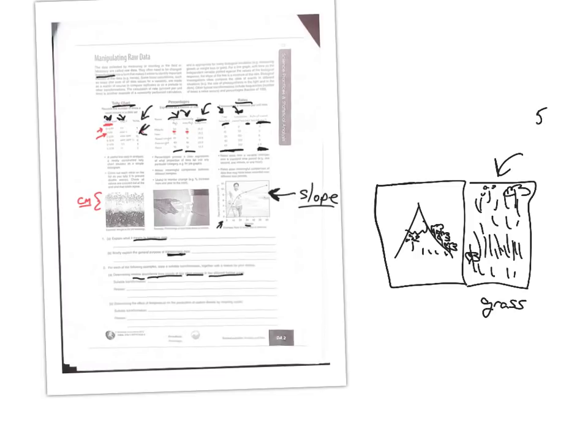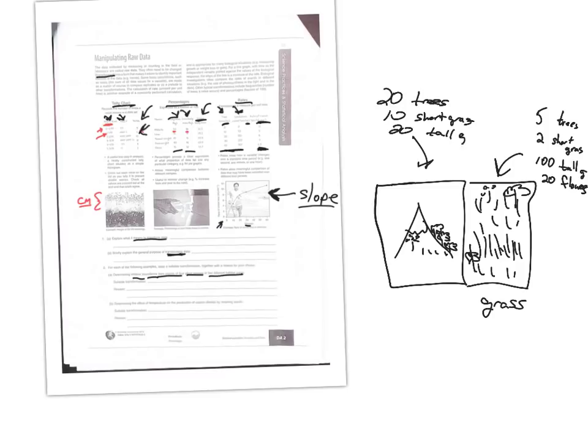Maybe here you have a relative abundance: 5 trees, 2 short grass, 100 tall grass, and 20 flowers. Here you might have 20 trees, 10 short grass, 20 tall grass, and 5 flowers.